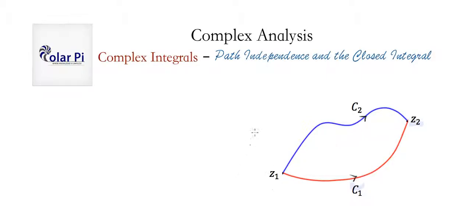Okay, now let's first assume path independence and show why the closed integral will have to equal 0. If we assume path independence, then this will have to be true, which is the integral over C1 is equal to the integral over C2. That's what path independent means, right?